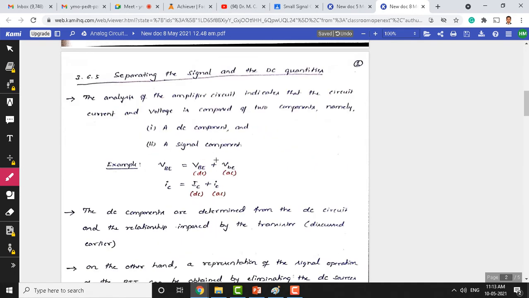Alright, let us move on to separating the signal and the DC quantities. What do we mean by this? An amplifier circuit, if you look at it, has two components. One is a DC component, the other is a signal component, which can also be called the AC component. This we have seen several times. An amplifier circuit is composed of DC and AC components.